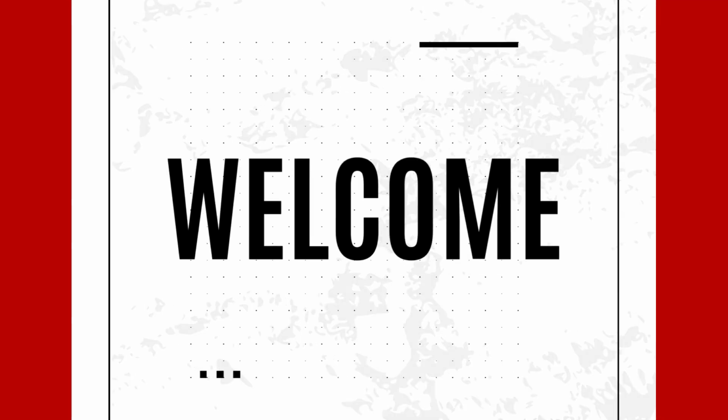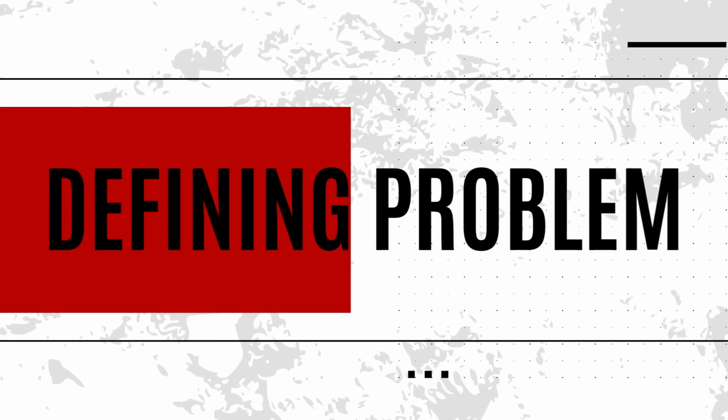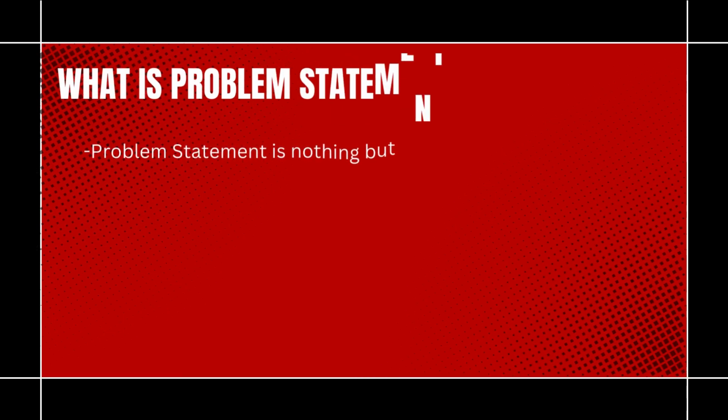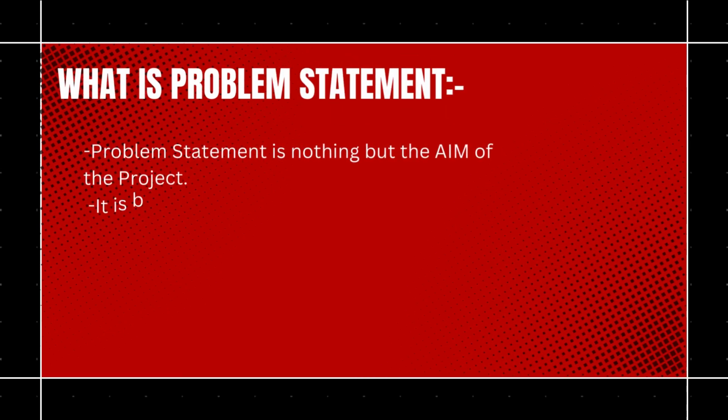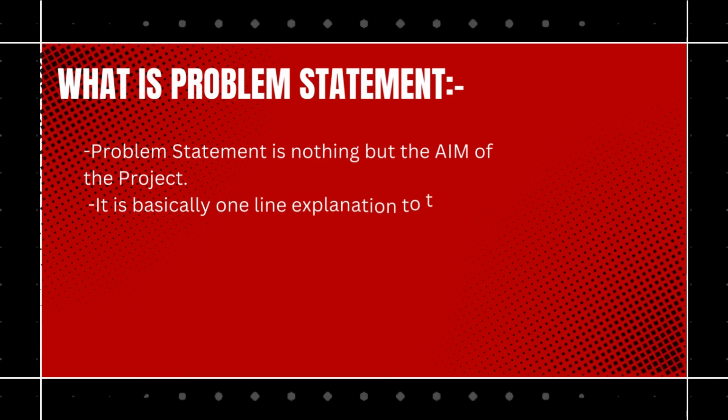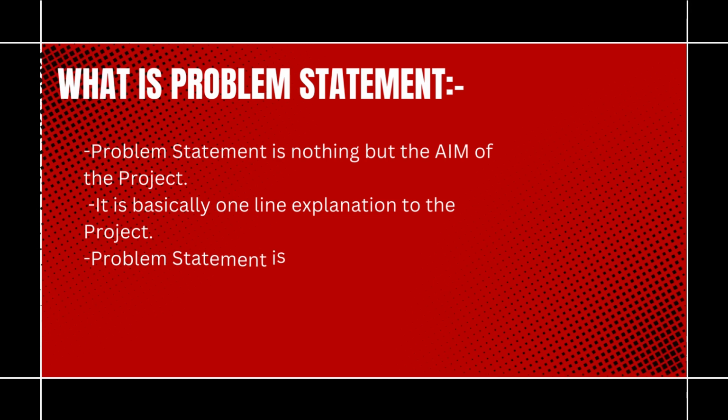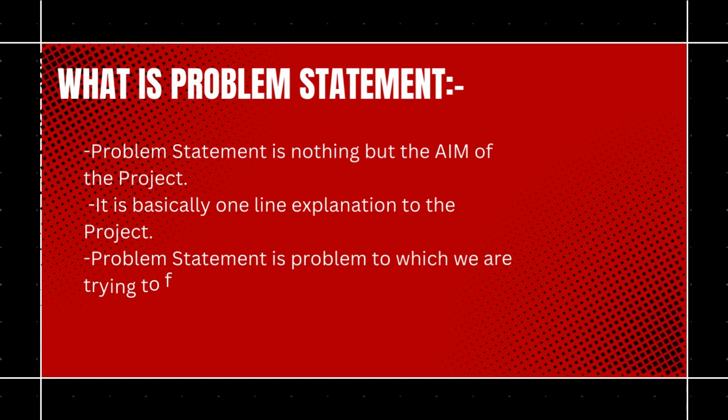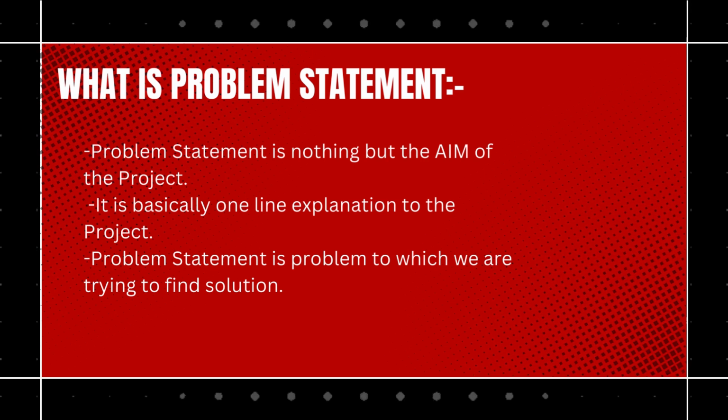Our today's topic is Unit 3, Defining Problem, which is the last topic of Unit 3. Now, initially we had discussed that the problem statement is nothing but the aim of your project, or any issue for which you are trying to find a solution. So that is called your problem statement. Problem statement means the problem which you are trying to fix. So that becomes the aim of your project.